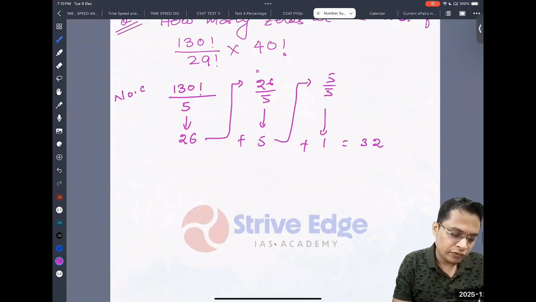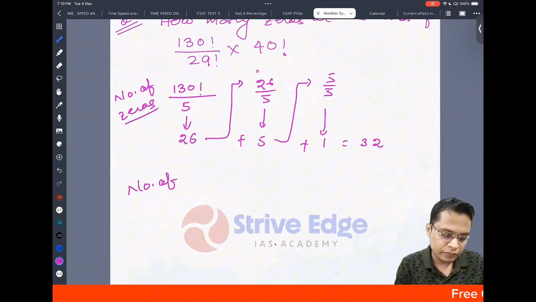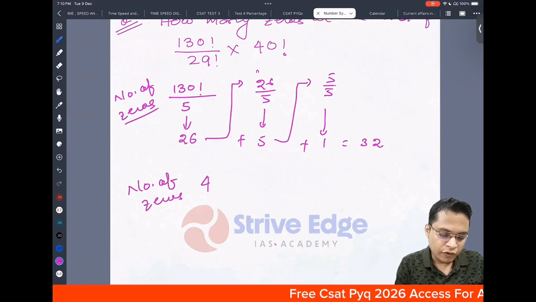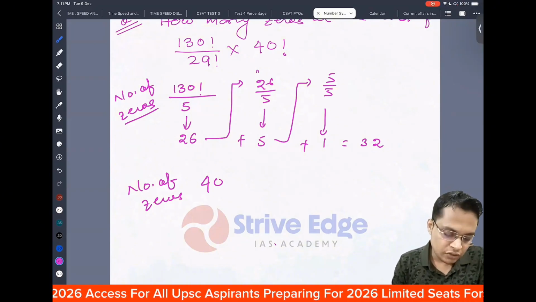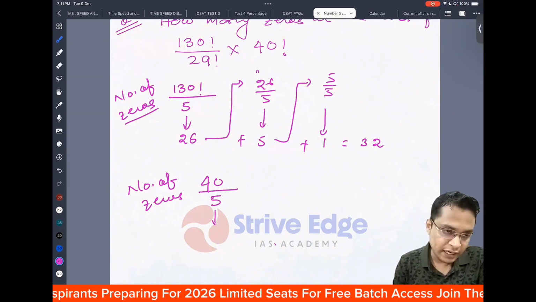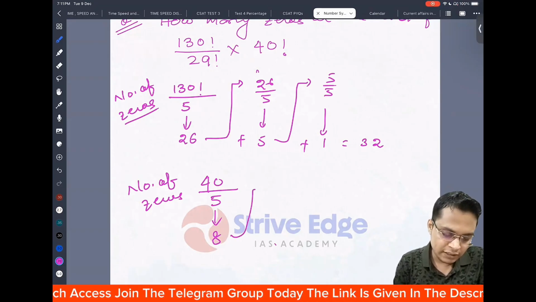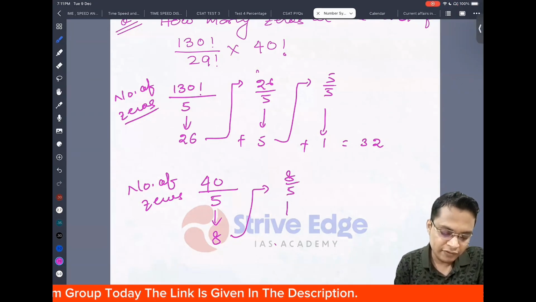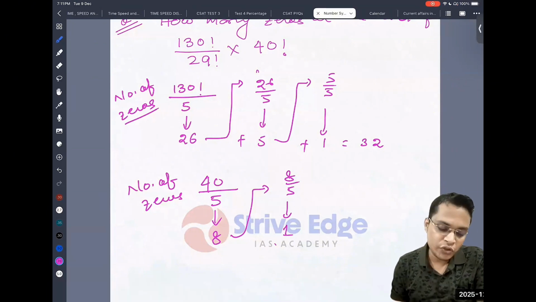Now we'll find the number of zeros at the end of 40 factorial. How are we going to find it? Again we divide by 5, and we get 8. Then 8 divided by 5 gives 1, because we need to ignore the fractional value, as the number of zeros must be a complete integer. So the total number of zeros here is 9.